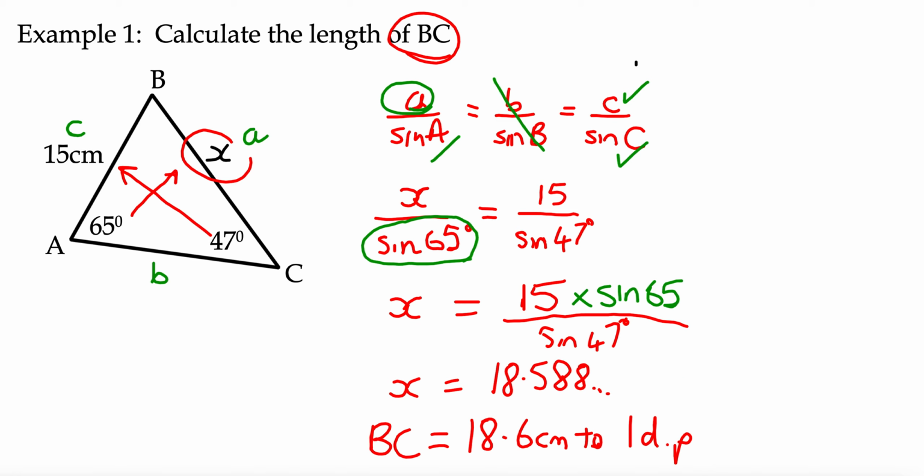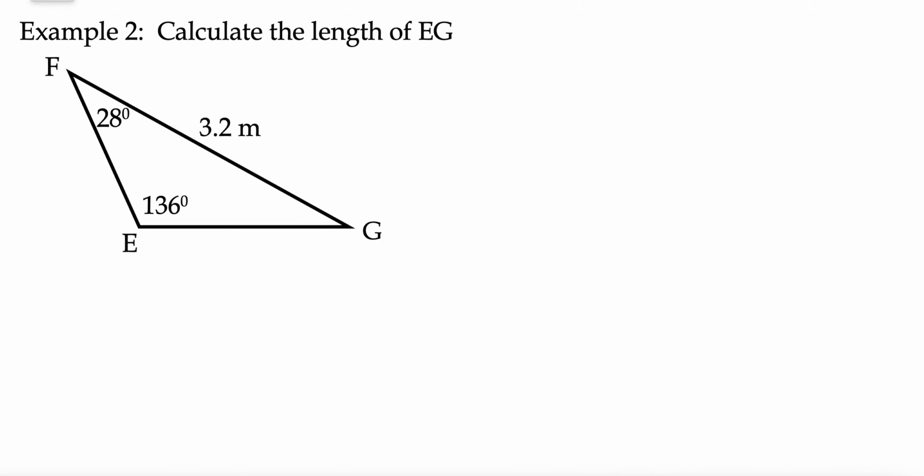Okay, let's try another one just to get started. Now that we've worked out, that's basically what the sine rule is for calculating sides. So here's another triangle that doesn't use A, B, and C. So that's slightly different. Calculate the length of EG. Let's find EG here. So that's the side that we're trying to find the length of.